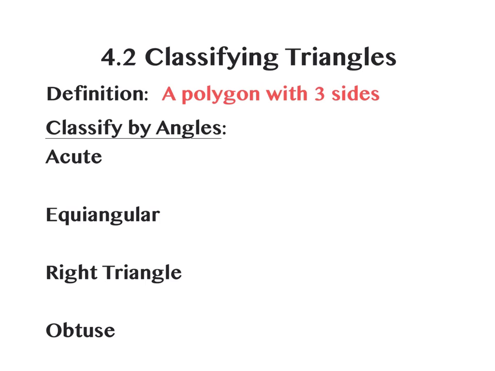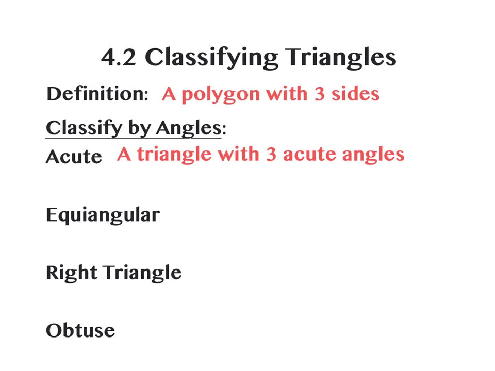An acute triangle is a triangle with 3 acute angles. There are 2 ways to classify triangles. One is by sides and one is by angles. And right now we're looking at classifying by angles. In a minute we will look at classifying by sides.